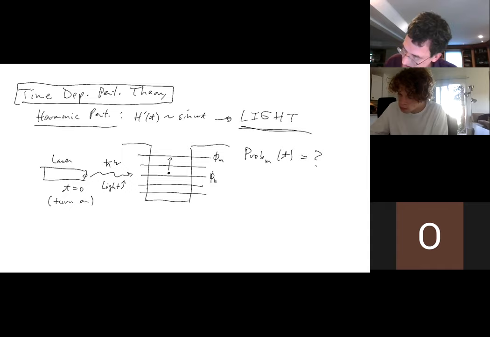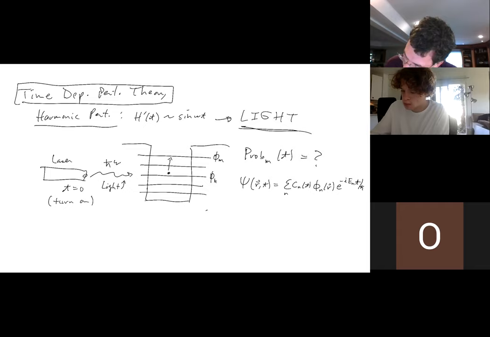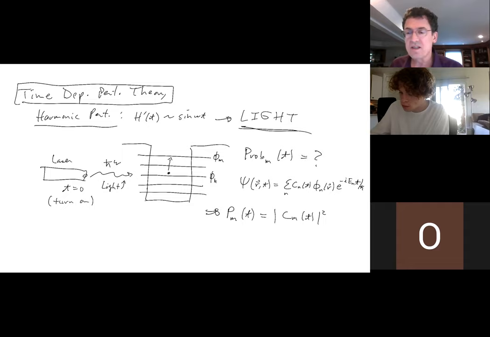And we know that the wave function of the system can be written in this form, where we sum over all of the states, and there's some amplitude to be in each state. And each state has a little wheel associated with it that's spinning, a quantum phase. And so then the probability to be in the mth state at time t is just going to be equal to the amplitude |C_m(t)|, the amplitude to be in the state m at time t. So that's what we want to find.